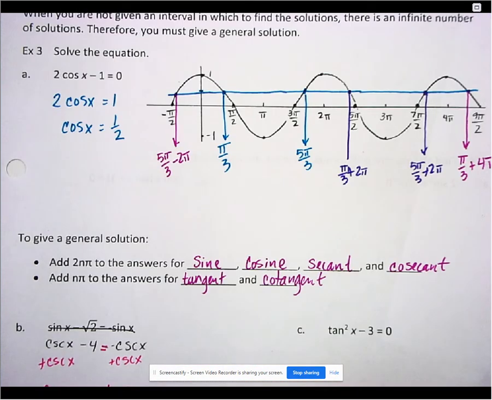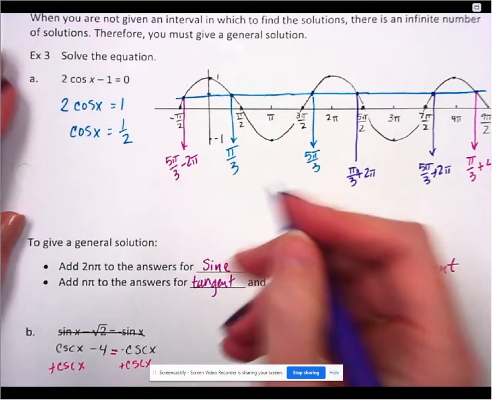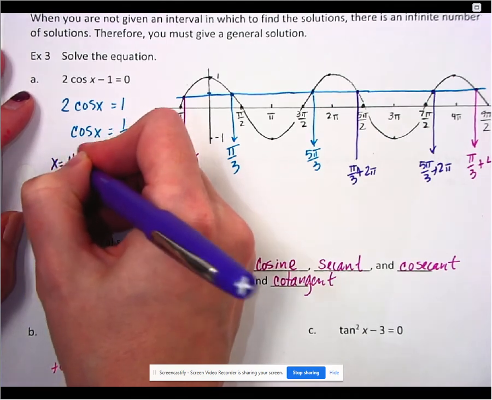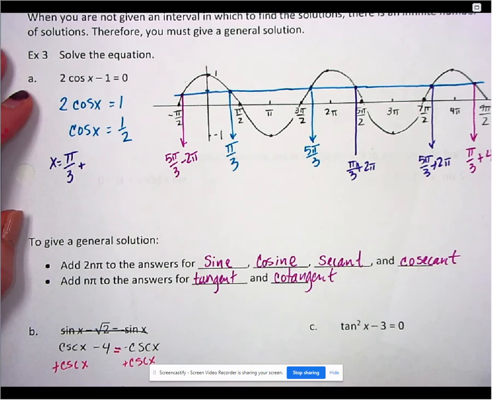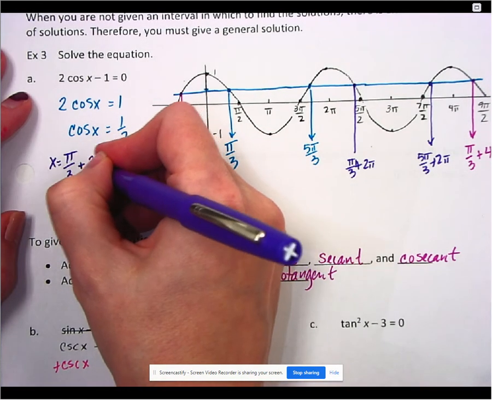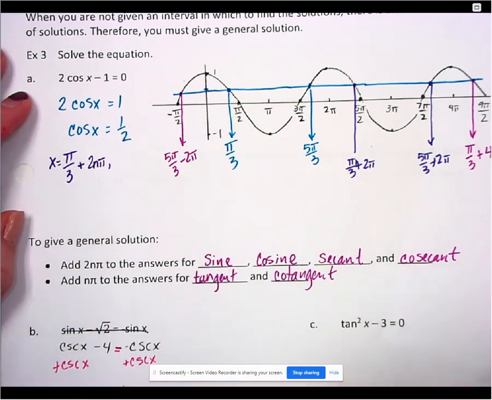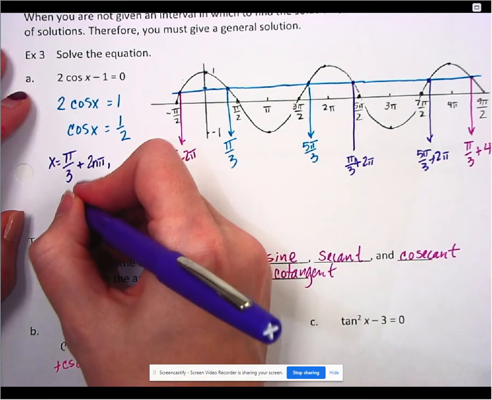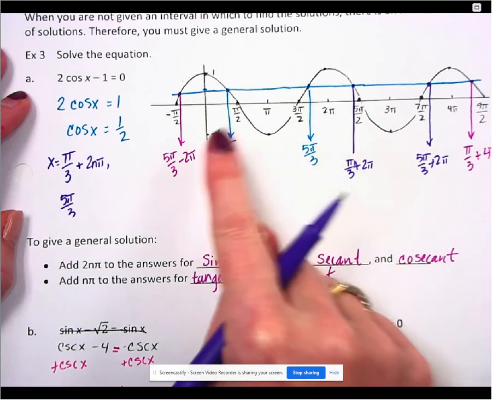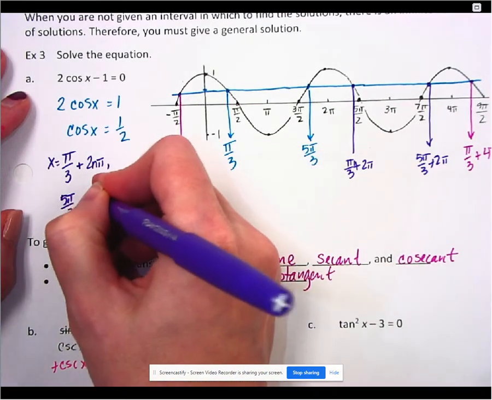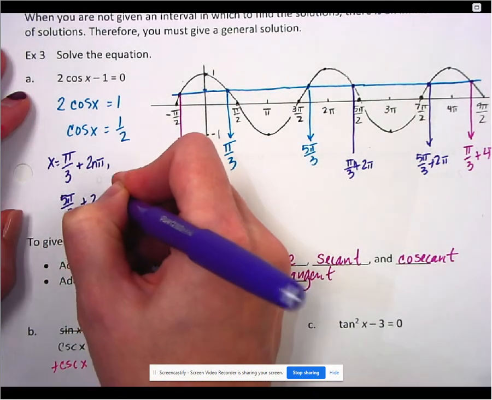Okay, now let's go back and finish this one. Sorry. And so we already know that in that first quadrant, we get pi over 3. But to represent all the other solutions as the period continues, you add 2n pi to that. Right, and then we also have 5 pi over 3 here. But then to represent the other ones, we're going to add 2n pi to that.